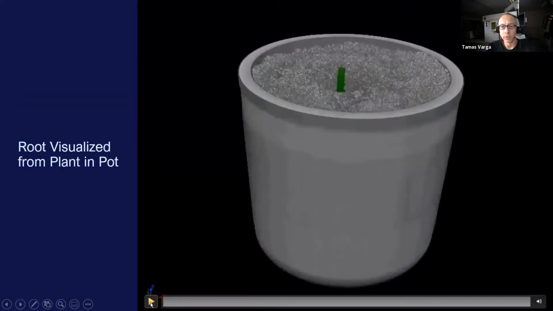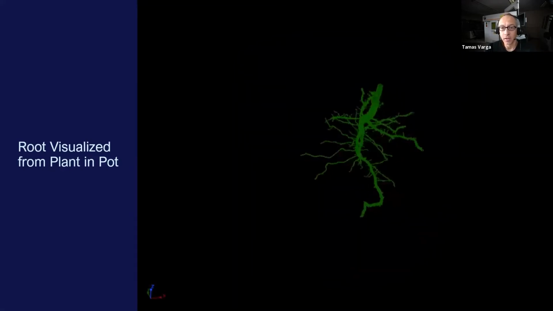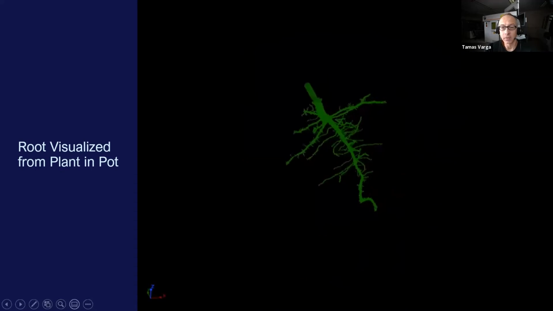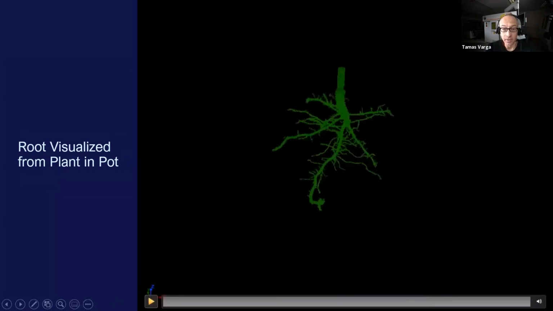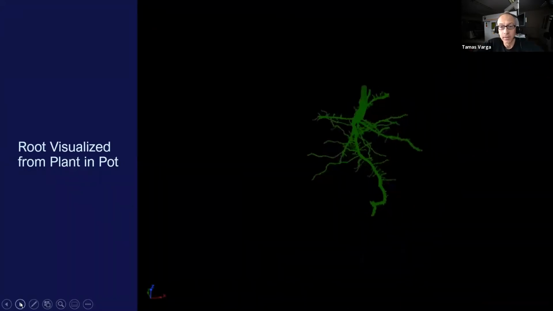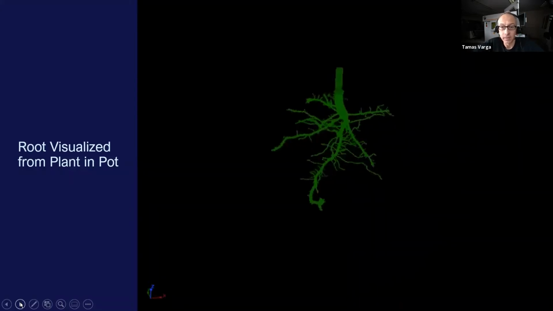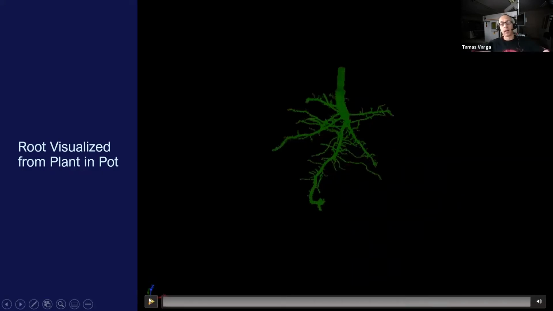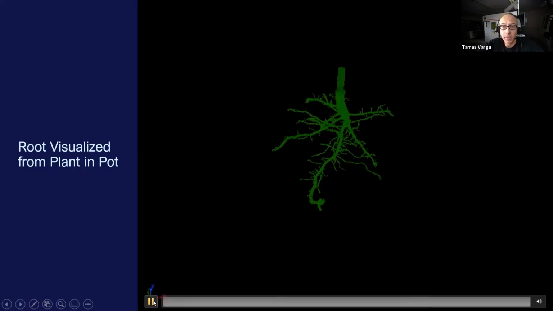So this is what we want to achieve. We like to image the plant in its native environment, the soil, and then extract its 3D representation and learn about it. So how can we do this? We use X-ray computed tomography, or XCT. And this technique is a non-destructive X-ray method.